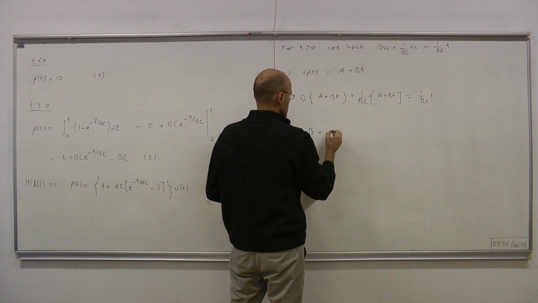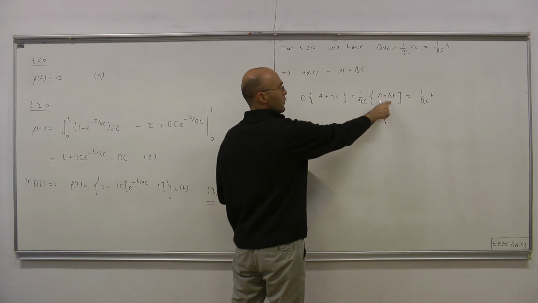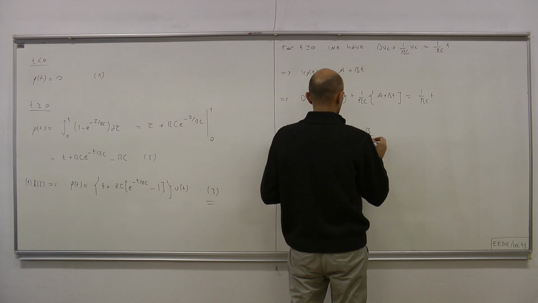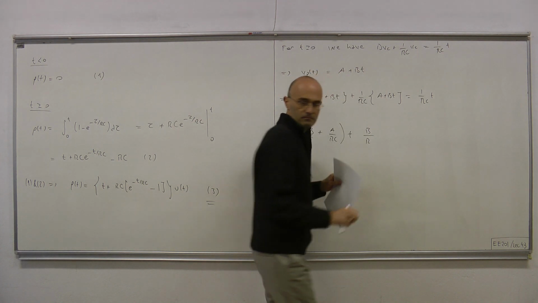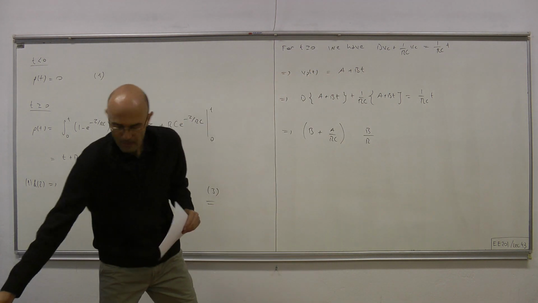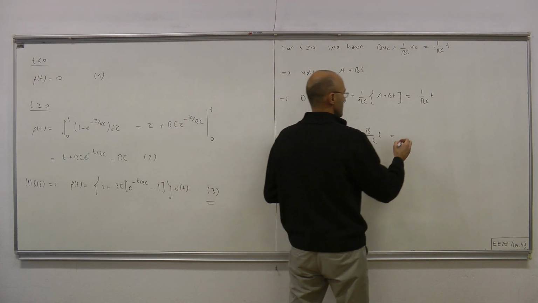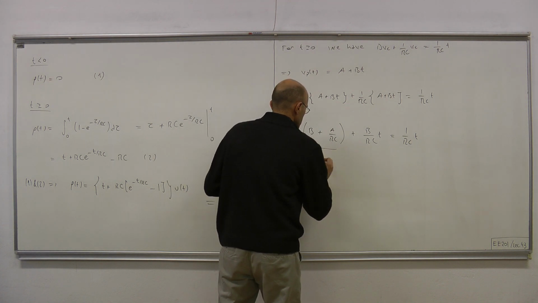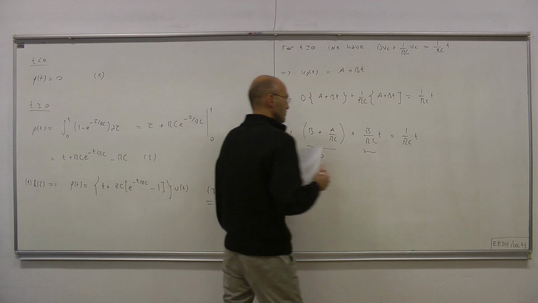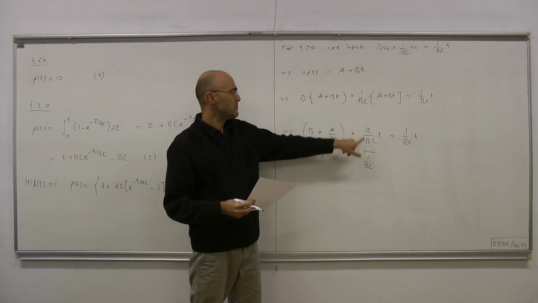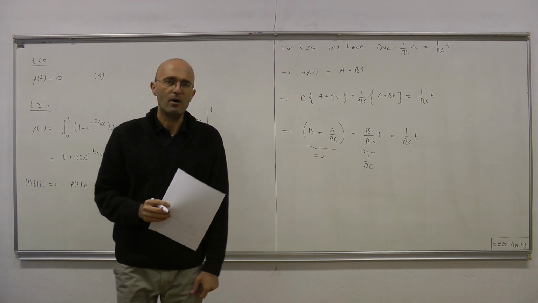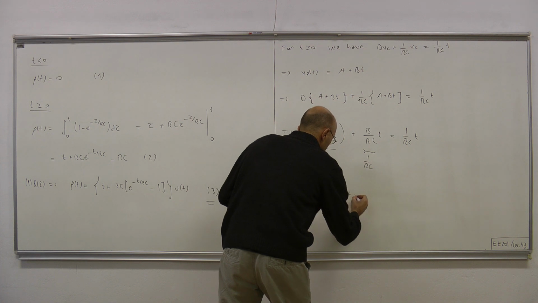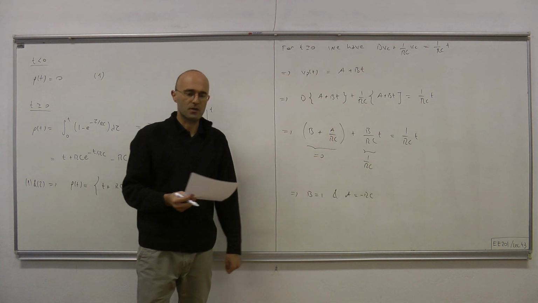And then we have a over RC, another constant term. And then we have only the b over RC t term for the first-order terms, plus b over RC t, and the right-hand side is 1 over RC t. Since this equation should hold for all times, clearly this constant part must be 0, and b over RC must be 1 over RC. This tells us that b must be 1 and a must be minus RC. So b equals 1 and a equals minus RC. Therefore, we have figured out the particular solution.